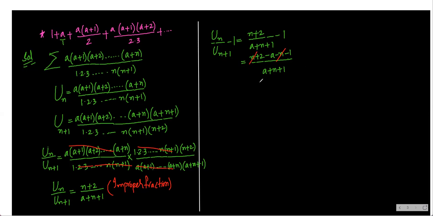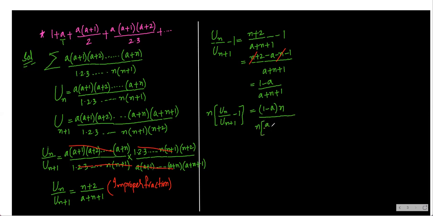Nothing else cancels. This is equal to, we are left with 2 minus 1 is 1, 1 minus a by a plus n plus 1. Now multiplying n, yes, very good. Now you understand. n times u_n by u_{n+1} minus 1 equals, if I am multiplying with n, it is 1 minus a into n. In the similar way, from the denominator also I want to take n common.